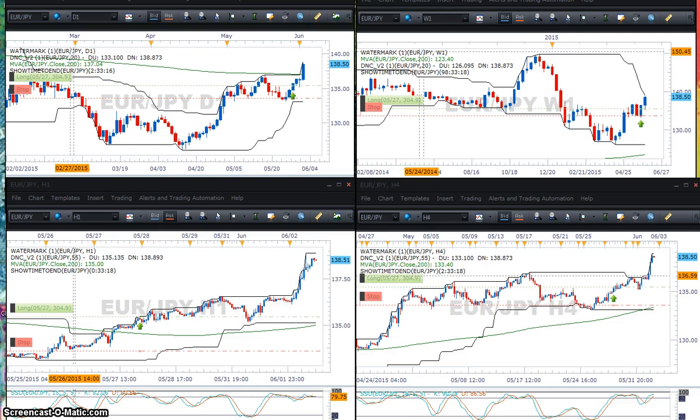Oftentimes, what traders will do is they'll trail their stop using a fixed number, let's say 30 pips, for example. That's fine because you'll lock in 30 pips as your trade moves 30 pips in your favor, but it may not make sense for the way the price action is shaping up on the charts.